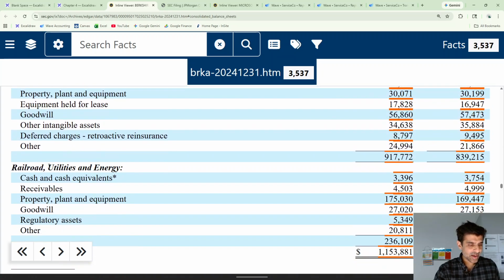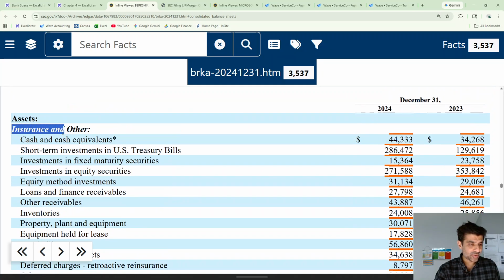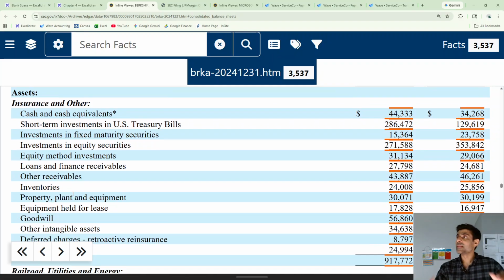So they basically have two separate balance sheets listed together. For the railroads, utilities, and energy, they have cash, receivables, property, plant, equipment. And for their insurance, they also have cash, short-term investments, property, plant, equipment. So they've decided to segment the balance sheet by the types of businesses, and they have two big classes.